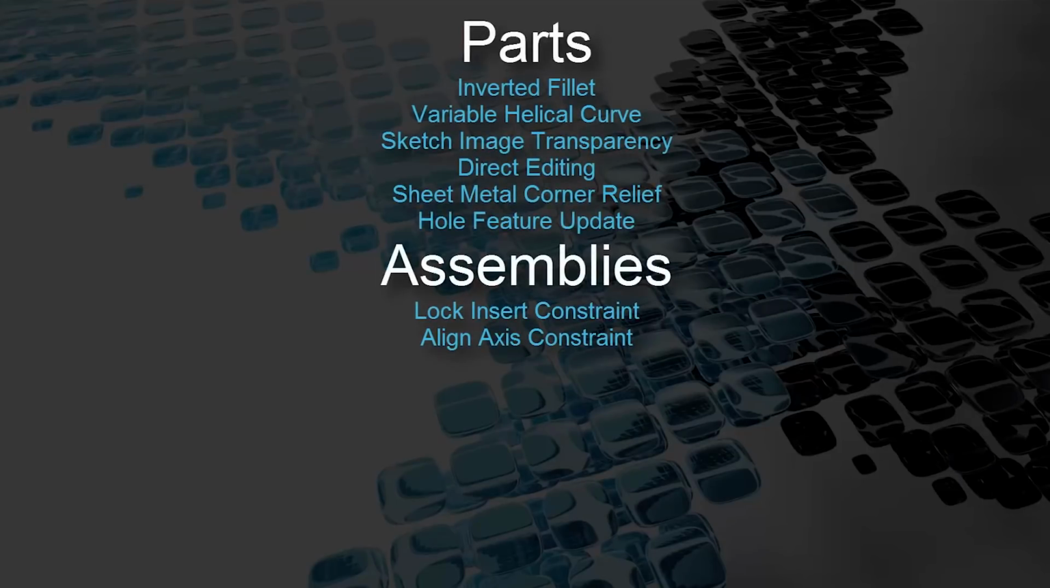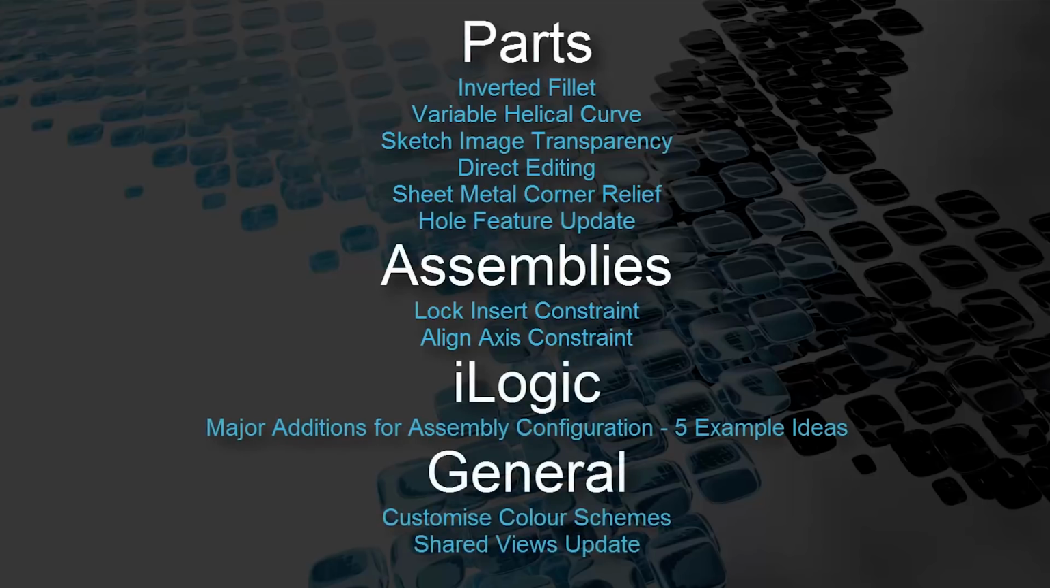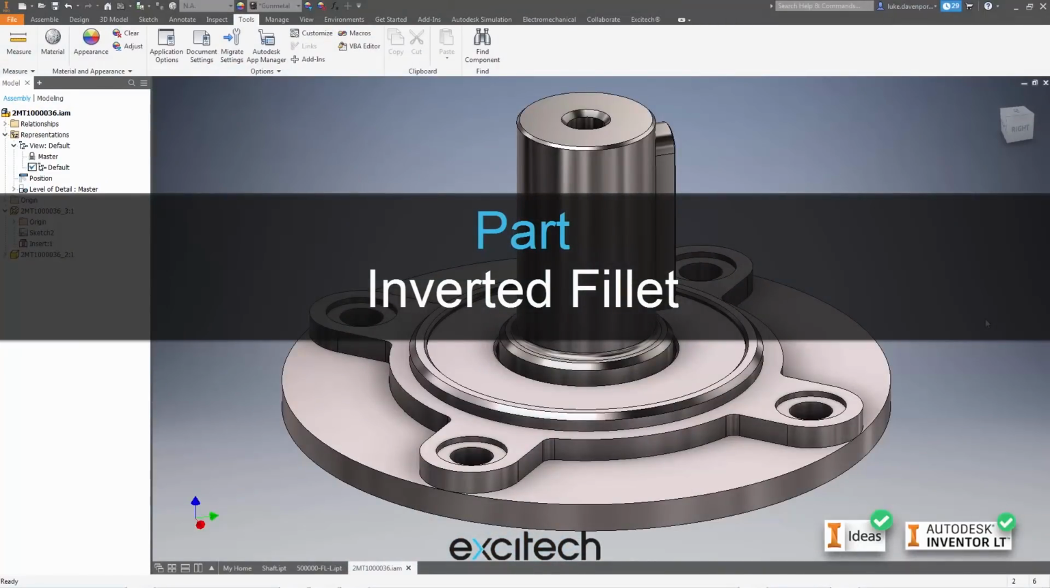For parts, we'll be focusing on the new variable Helical Curve tool and also the updated hole feature tool. And for assemblies, Autodesk have put a lot of attention into the constraints. We'll be covering those in detail. But we think the main ticket update for Inventor 2019 is some iLogic additions, and we've put together 5 examples that are possible with the new capabilities of the iLogic tools to hopefully stimulate your imagination. Hope you enjoy it. Let's look at the new Fillet tool in Inventor 2019.